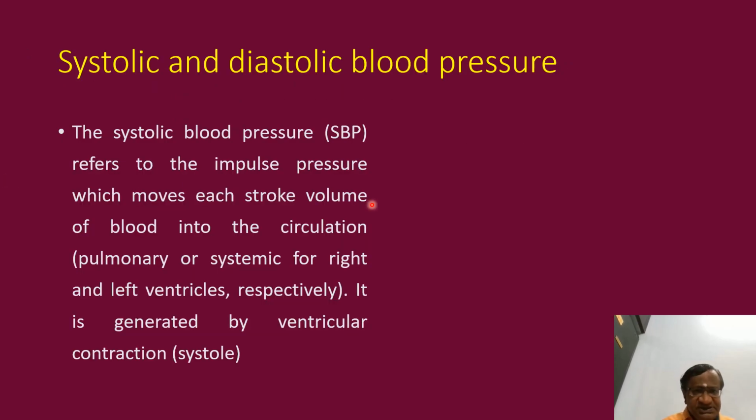The systolic blood pressure refers to the impulse pressure, which moves with each stroke volume into the blood. It may be either pulmonary or systemic. The systolic pressure of pulmonary is 25, while the systemic is 120. Now it is generated by ventricular systole.